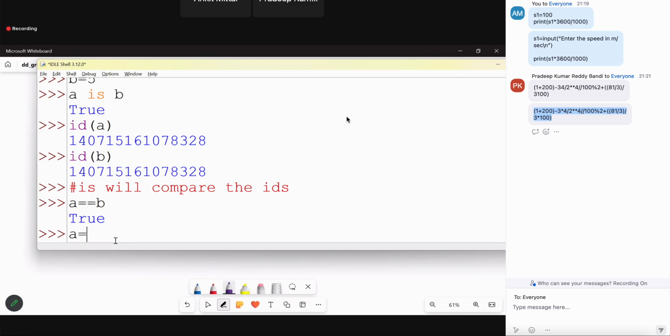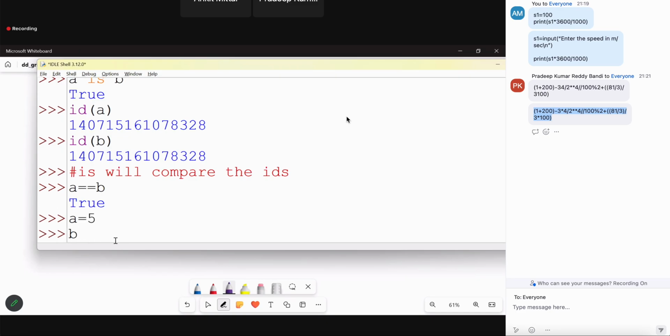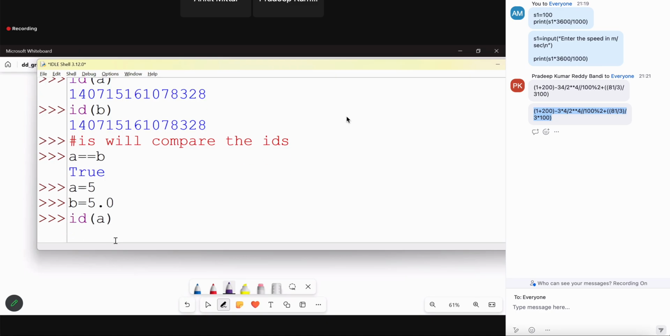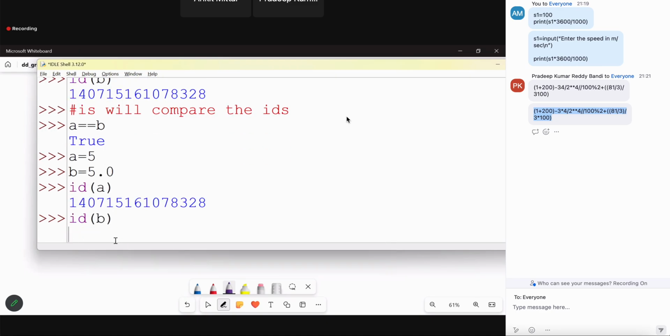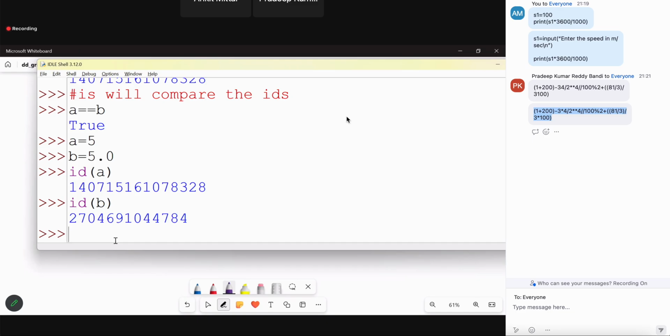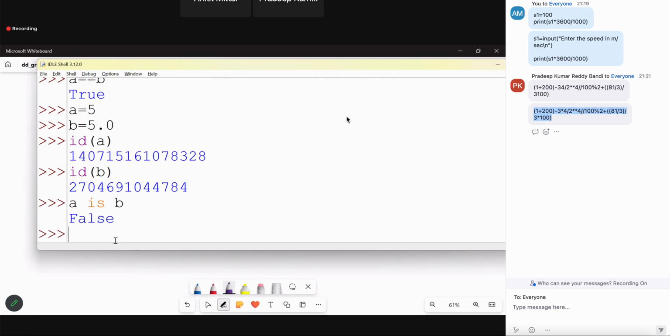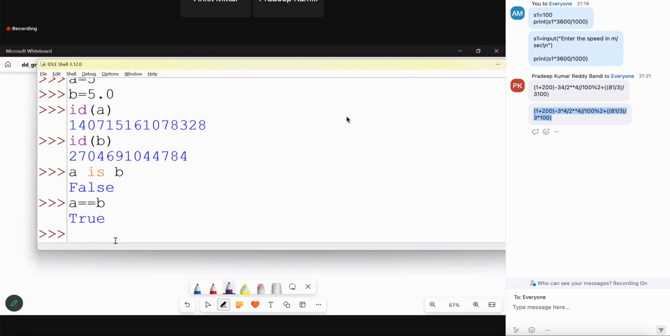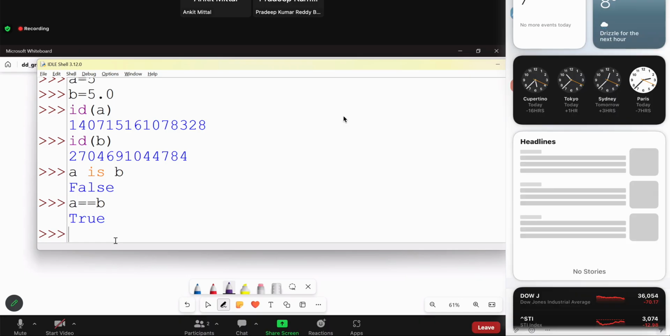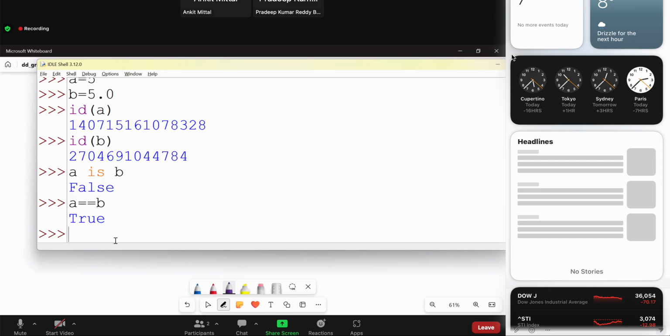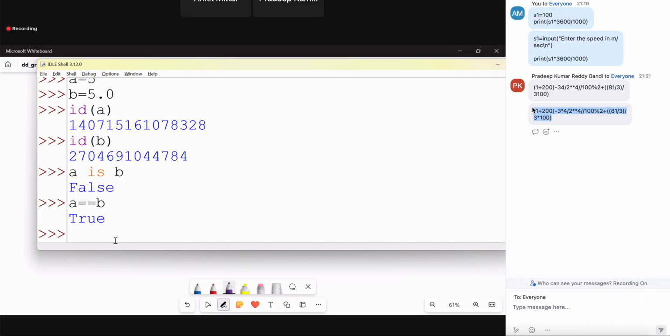Another example for more clarity: say A is equal to 5, B is equal to 5.0, then id of A, id of B. See, now they are in different locations. So if I say A is B, you'll get false. But if I say A equal to B, you see what the output is. It is true. Mathematically, the value is the same. Double equal to does the value comparison, but the is operator does the object comparison, whether they are the same object or not.